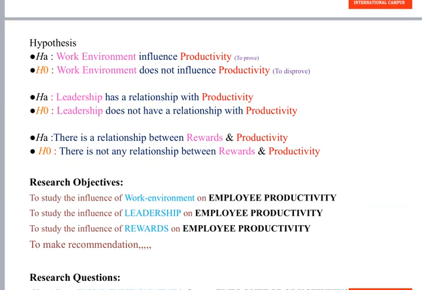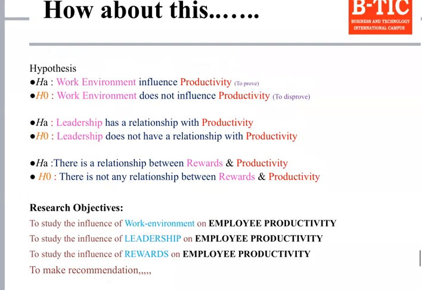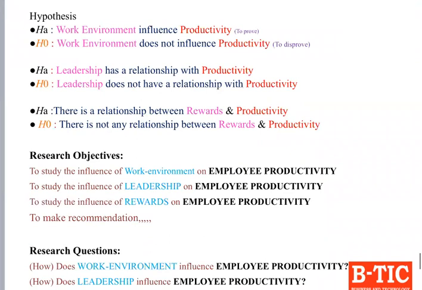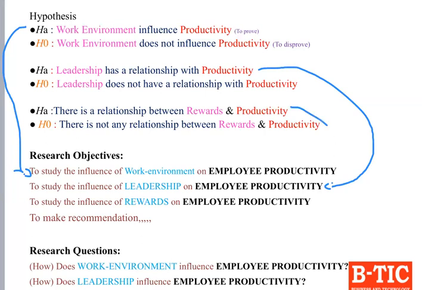Now, based on all these hypotheses, we have got the research objectives. Simply this, look at that. The first hypothesis, work environment, is the first objective: to study the influence of work environment. The second alternative hypothesis is connected to the second objective here. And the third one is connected to the third objective here. Simple, right?